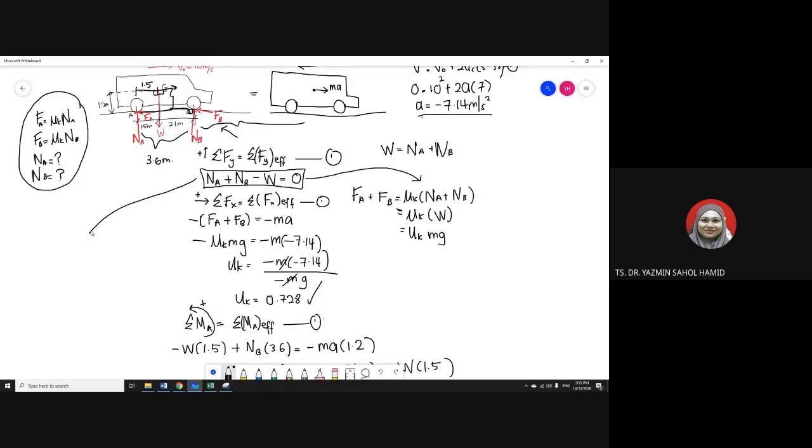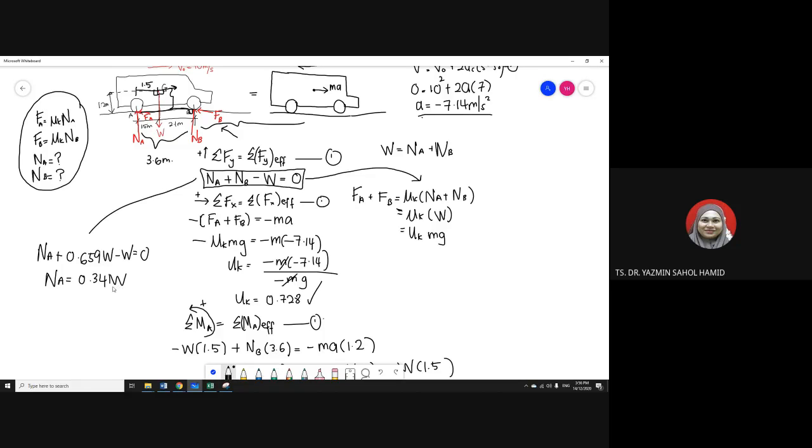So kita nak pakai equation ni. Kita ada NA plus dengan tadi 0.659 W minus dengan W equals to 0. So NA kita dapat, so NA berapa? Dapat negatif bawa sebelah jadi positif. So 0.341 W. So kita dah dapat NA, kita dah dapat NB, tapi dalam sebutan W.